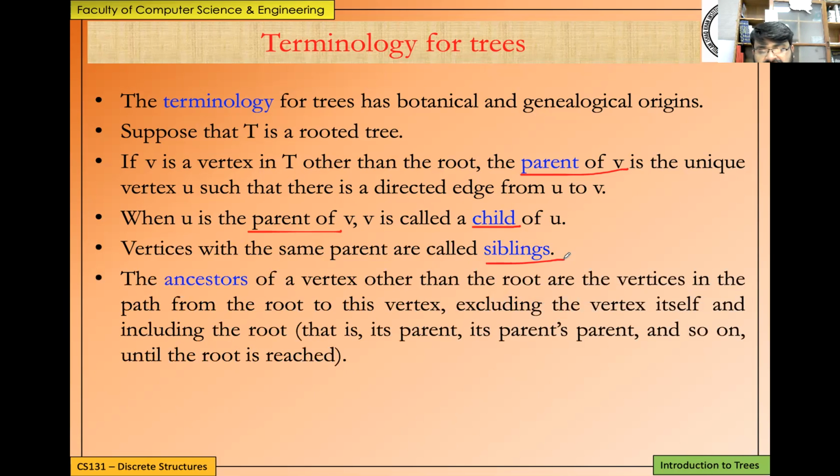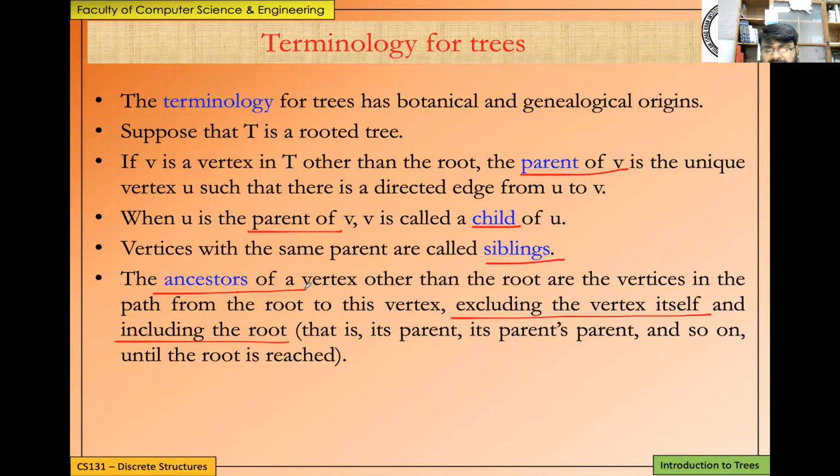The ancestors of a vertex other than the root are the vertices in the path from the root to this vertex, excluding the vertex itself. So remember, the vertex itself is not in the ancestor. However, the root is in the ancestor. That is, all the parents of a vertex, the parents, and so on until the root is reached, including the root, are ancestors of the vertex. So that is the definition of ancestors of a vertex.